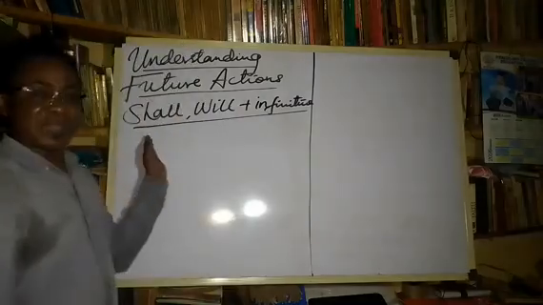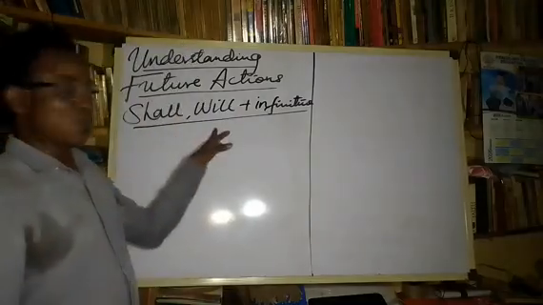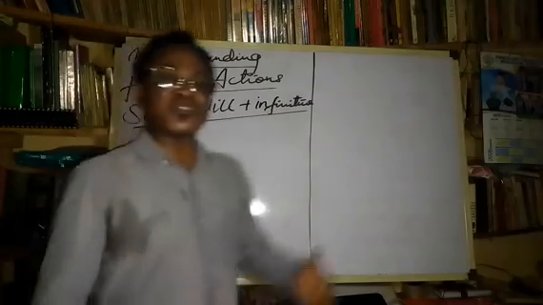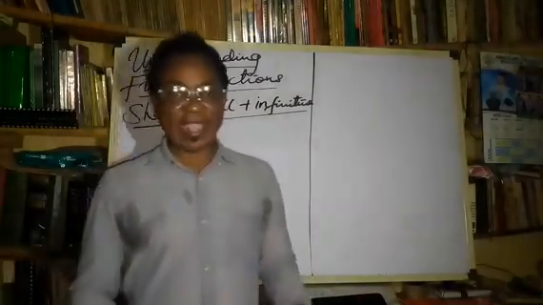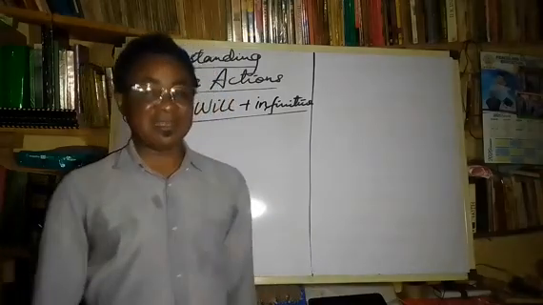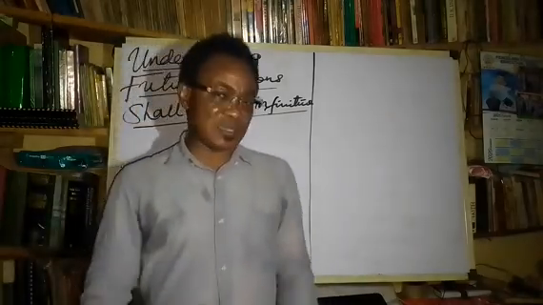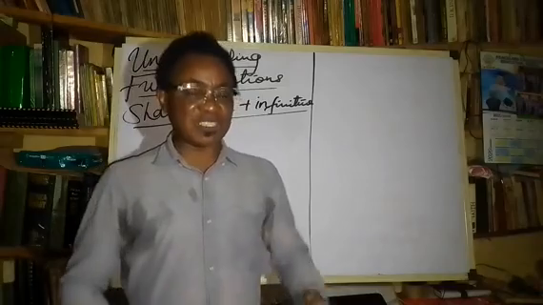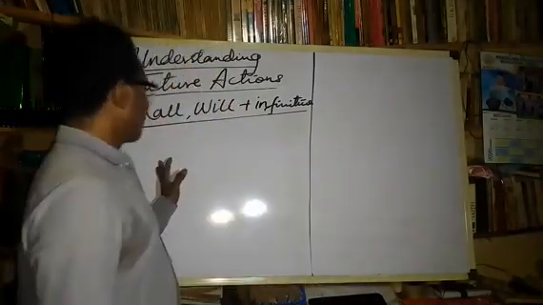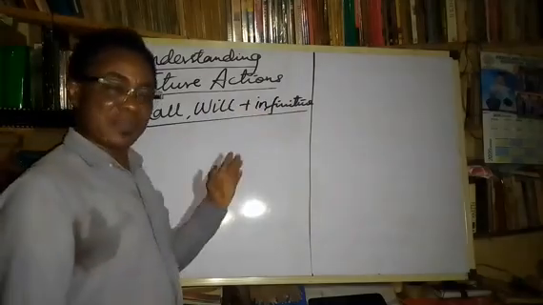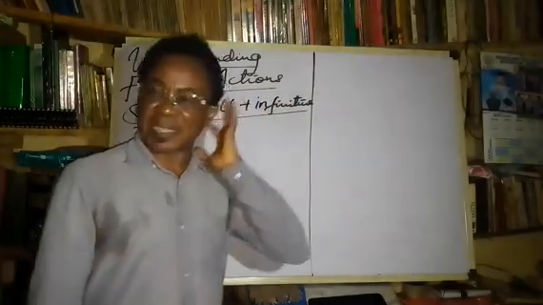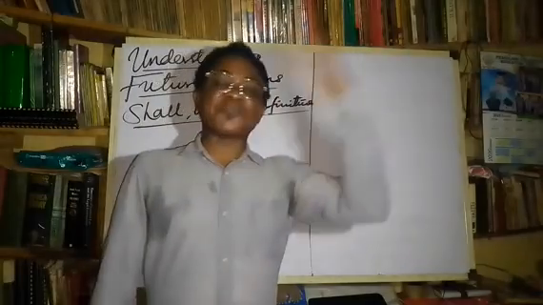The verbs that I have here, shall and will, are the most traditional ways of expressing future actions. In other words, in traditional English language or orthodox English language, people say shall do something or will do something when that means that these actions are planned for the future.